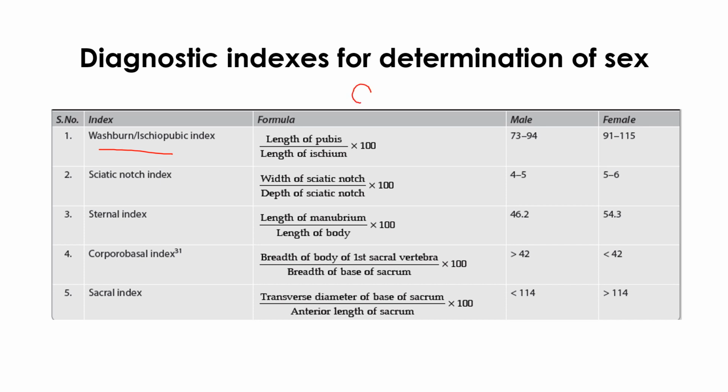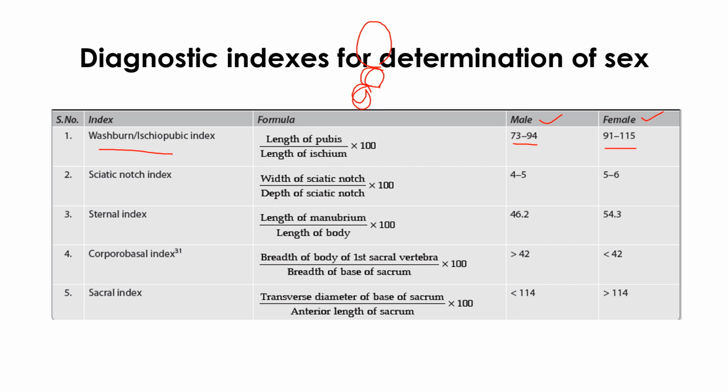We have seen the lower part, the middle part and the upper part of the pelvis. The length of the pubis is divided by the length of the ischium and multiplied by 100, and we get 73 to 94 for males and 91 to 115 for females. This is the range we will get. So remember, the ischiopubic index is higher in females, between 91 and 115, crossing 100, while for males it is less than 90, between 73 and 94.